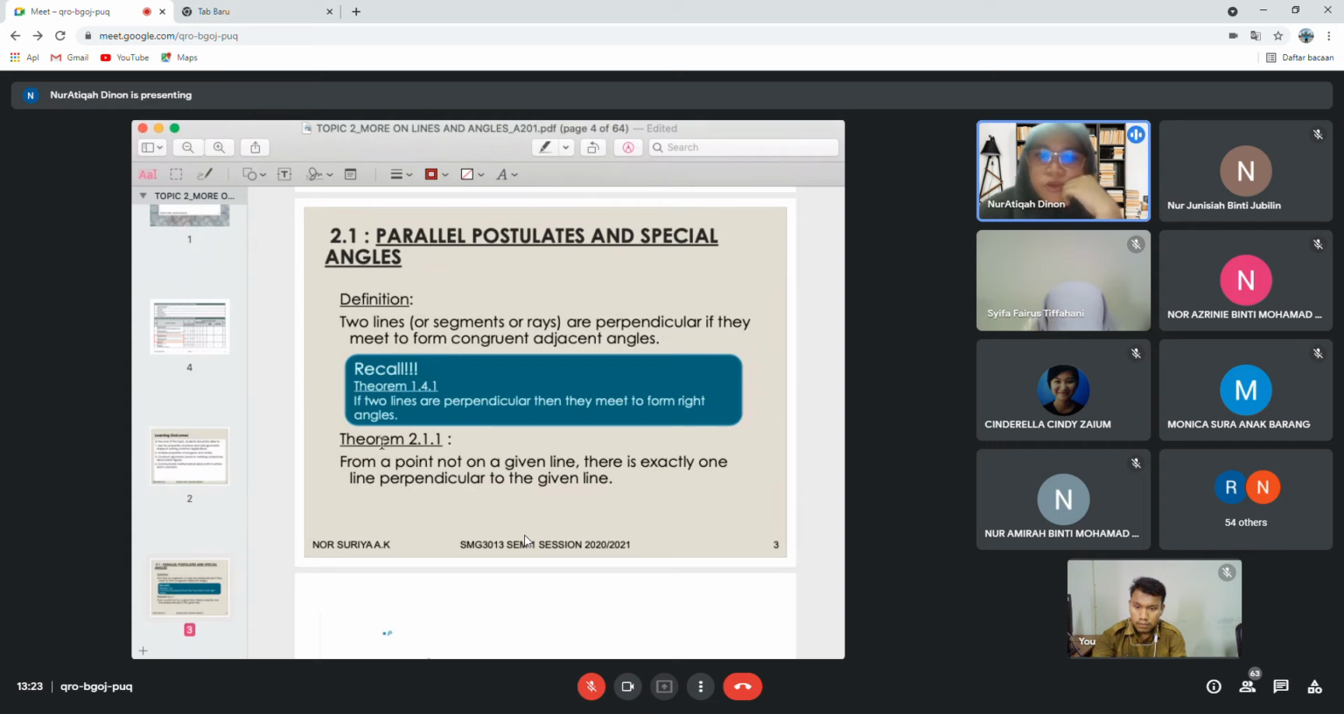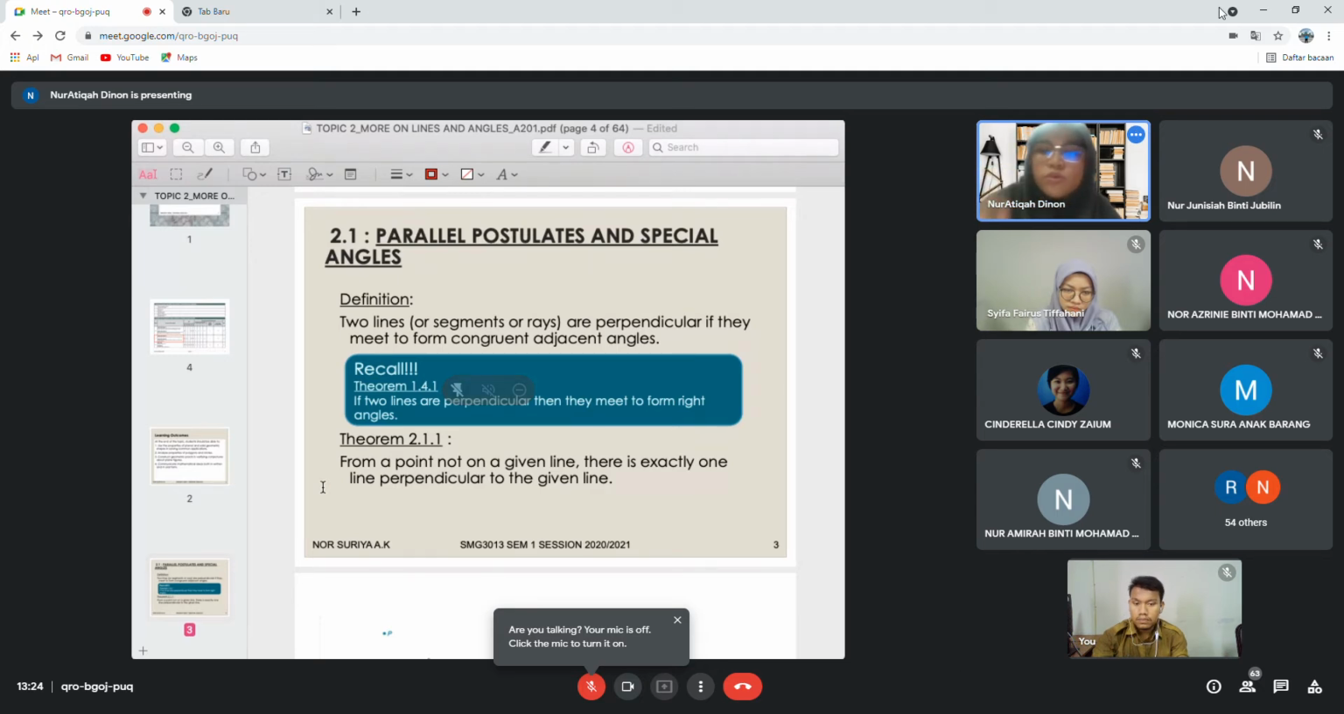Theorem 2.1.1: from a point not on a given line, there is exactly one line perpendicular to the given line. So you imagine that you have a line, and then there's another point that is not on the line. The point can be anywhere, on top or on bottom, but the point is not collinear with the two points. So from a point not on a given line, there is exactly one line perpendicular to the given line.